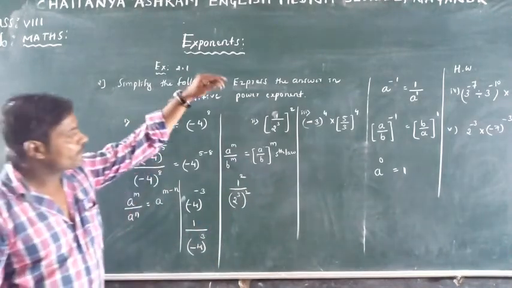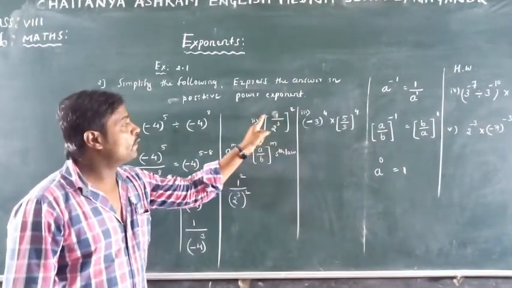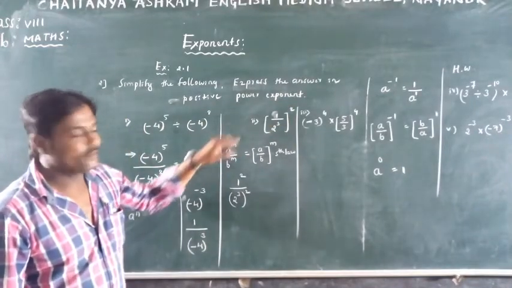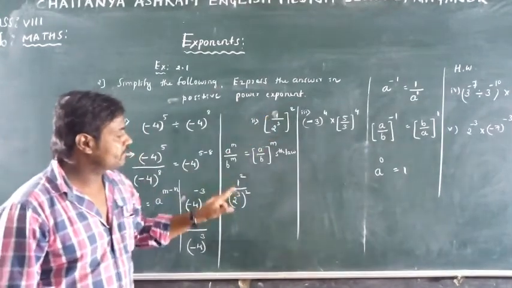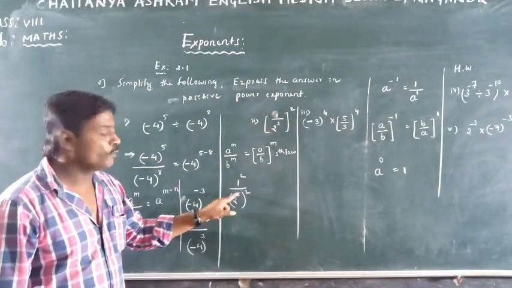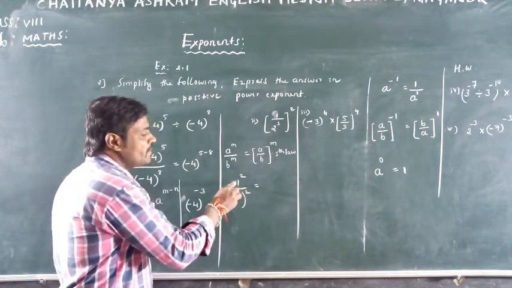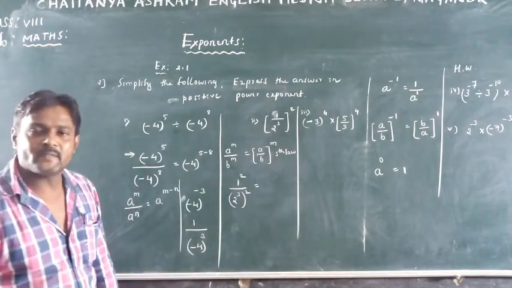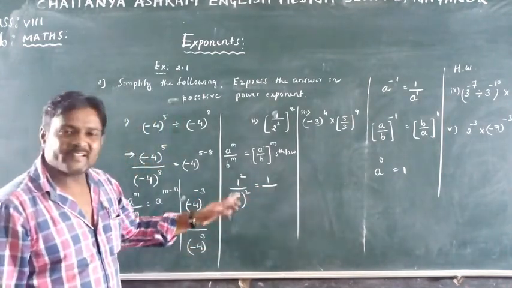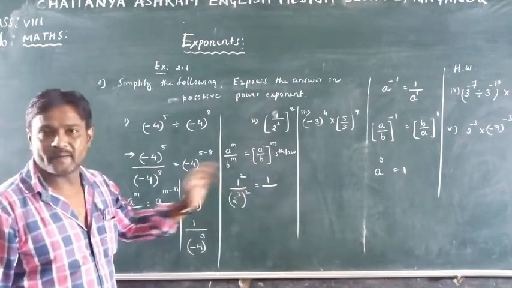Clear? See, (a by b) whole raised to the power m is equal to a raised to m divided by b raised to m. This is equal to 1 raised to 2 divided by (2 cube) whole raised to the power 2. So then simplify. So now see what happens. 1 square, when 1 is multiplied 2 times, what is its value? 1. Then to simplify this, which law helps us to simplify power of an exponent power?